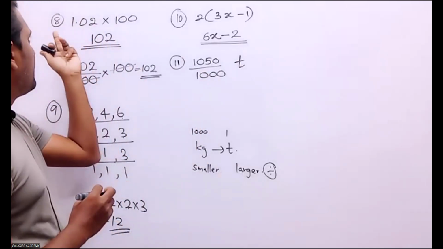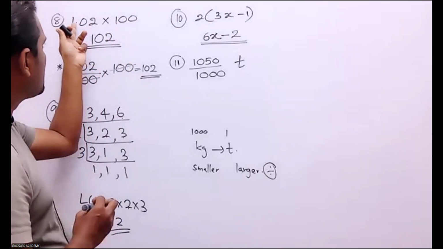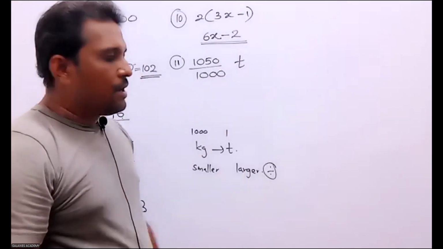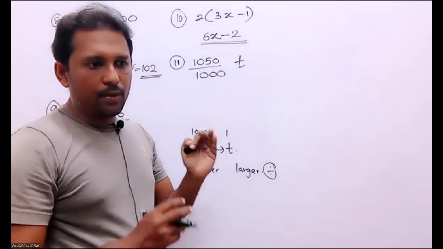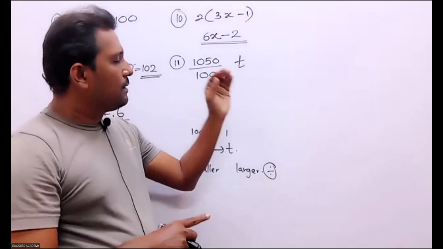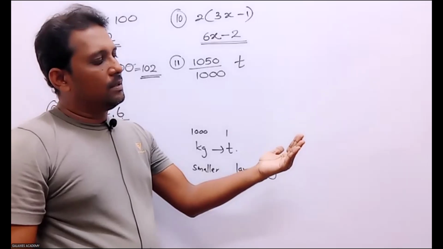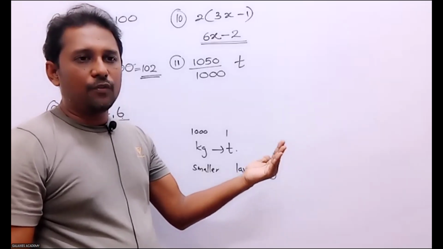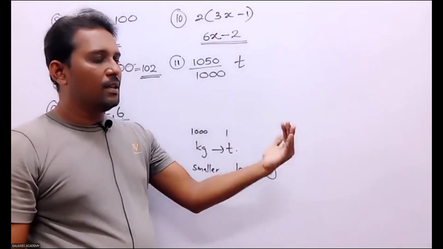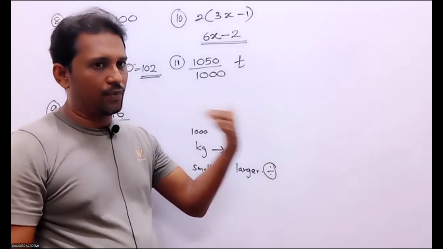In question number 8, I told you when you multiply by 100, you have to take the decimal point 2 places to your right hand side. When you divide by 10, 100 or 1000, what do you have to do? The decimal point you have to take the equal number of places as the zeros of this number towards your left hand side, right? To the front you have to take.